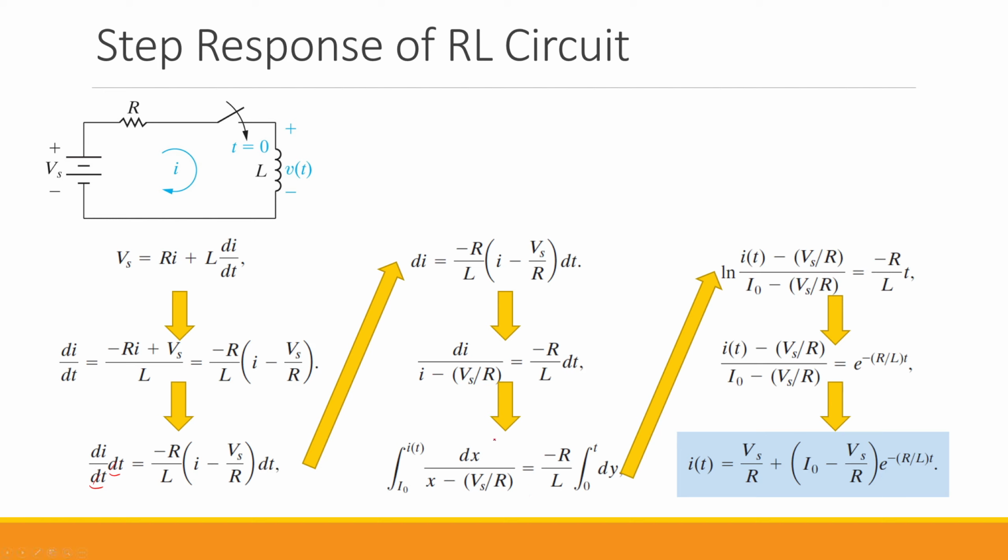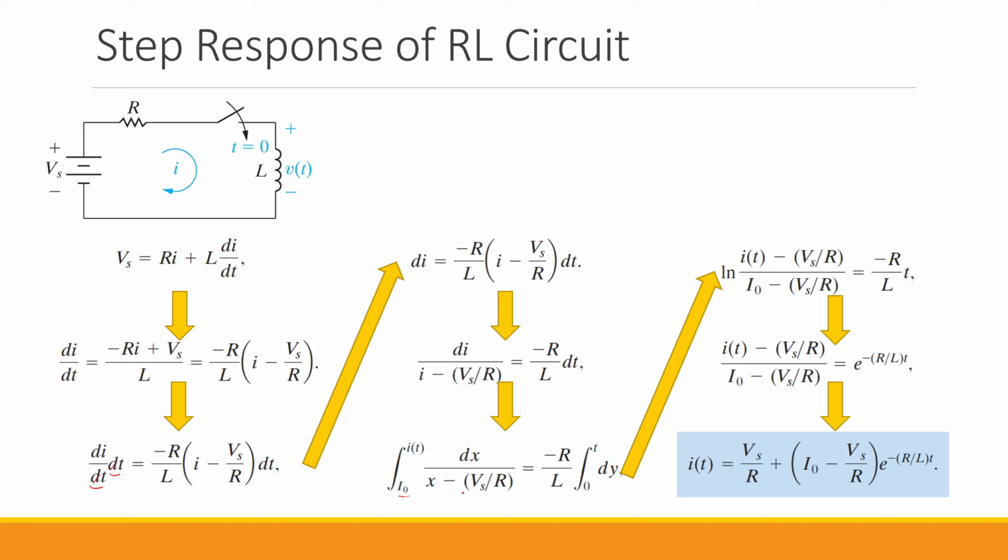Now that we have this, we can take the integral of both sides over their corresponding variable. For the left side, it's going to be the integral over the current. For the right side, it's going to be the integral over time. To avoid confusion, I change the variables. For the left side, I take the integral for the current starting at I0, the initial current of the inductor, to I at any given time t. And then I replace I with x. This doesn't affect the calculations at all.